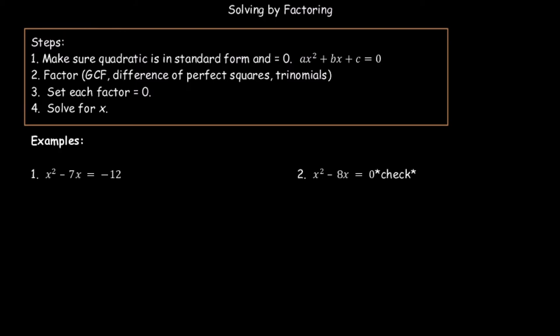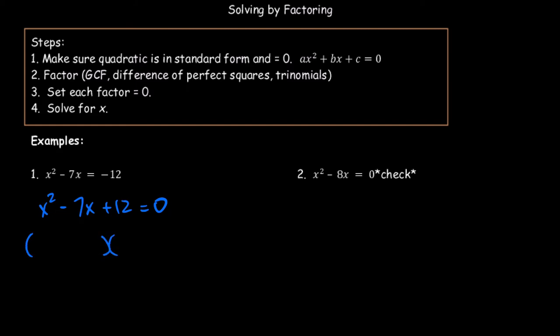So the first thing we want to do when we're given a quadratic is to set it equal to 0. So we want to get everything over to one side. So in this case, obviously, we're going to add 12 to both sides. So after we do that, we get x squared minus 7x plus 12 equals 0. Then we factor the left side.